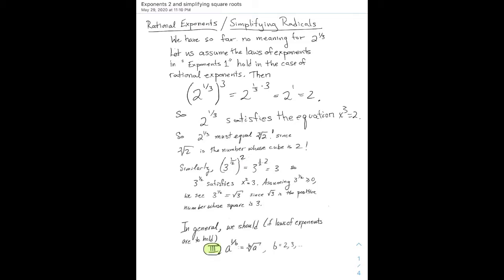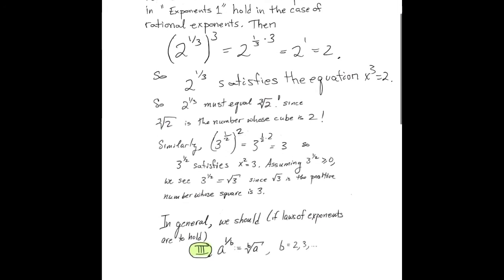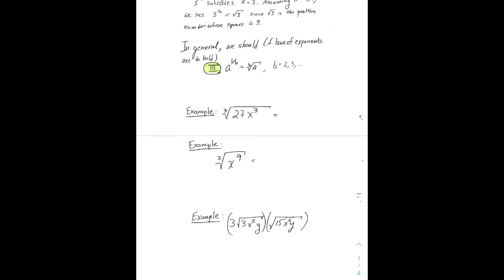In general, if the laws of exponents are to hold, we should define a to the 1/b to be the bth root of a. That is, the number, or in the case of even b, the positive number whose bth power is a. So this is going to be true for b equal to 2, 3, 4, and so on. Okay, let's look at these examples.